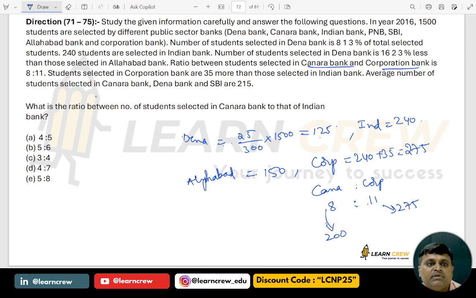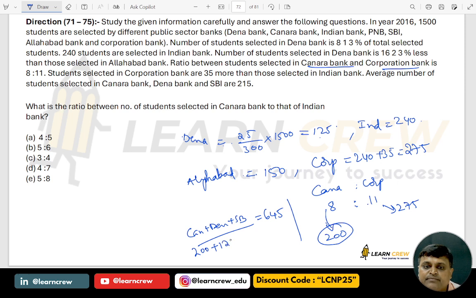Now the average number of students selected in Canara, Dena and SBI. Average is 215. So sum is 645. Canara is 200. Dena is 125. So State Bank would be 645 minus 325, which is 320. Now you got everything.